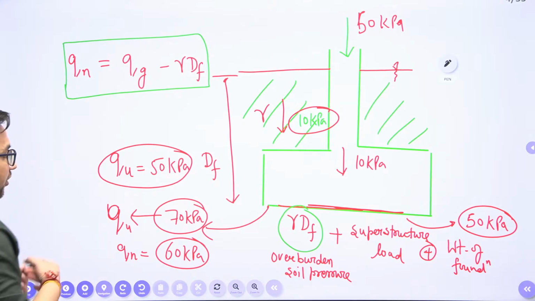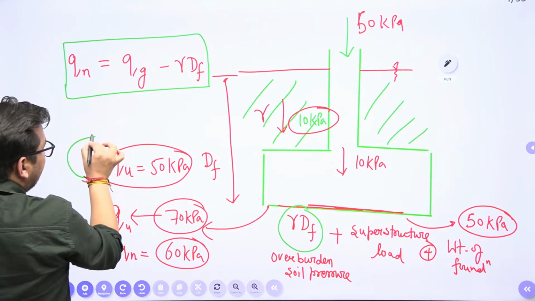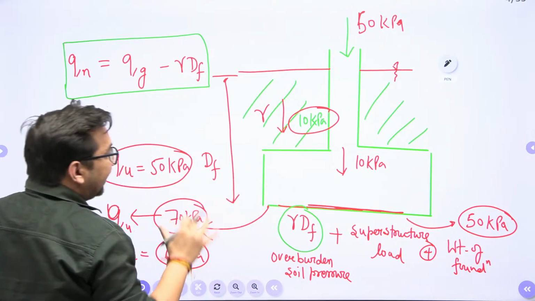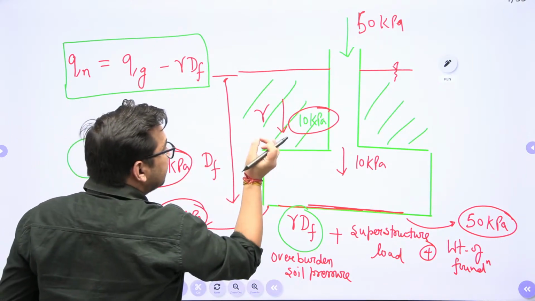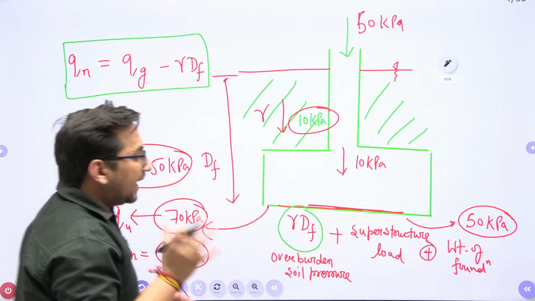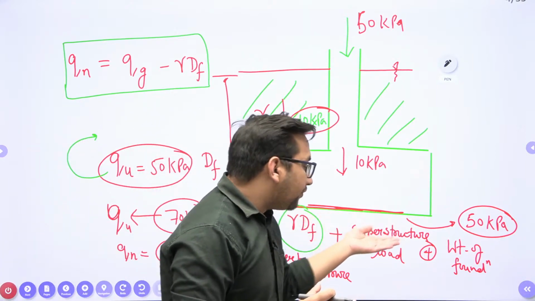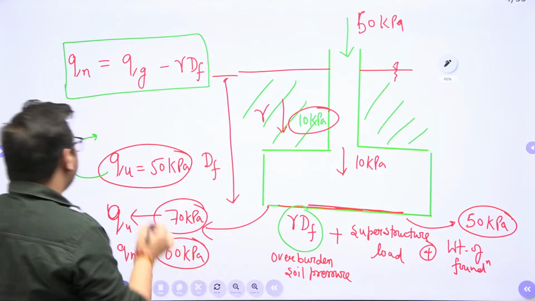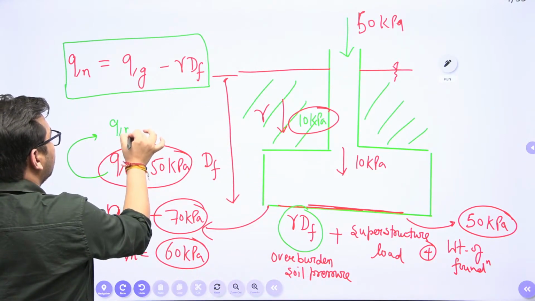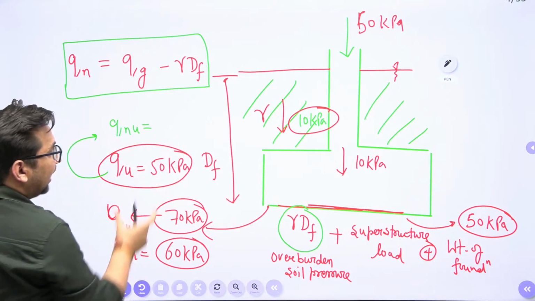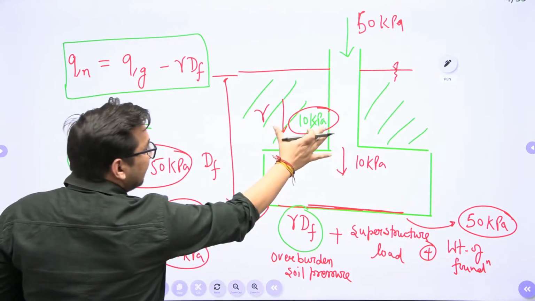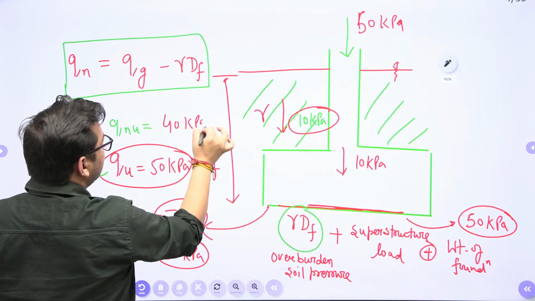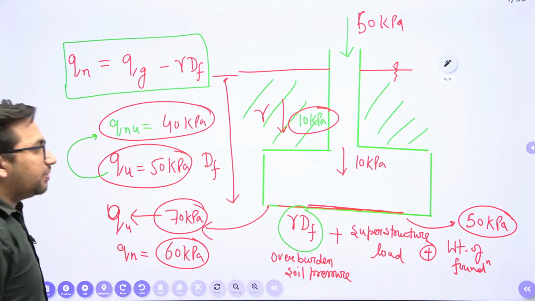Clear? Now from this ultimate bearing capacity, if I subtract the weight of soil, the net stress value or net pressure value at which my soil below the foundation will remain safe will be your net ultimate bearing capacity. That will be QNU. So what will be the QNU value? Ultimate value is 50. Overburden pressure is 10. So can I say it will be 40 kilopascal?